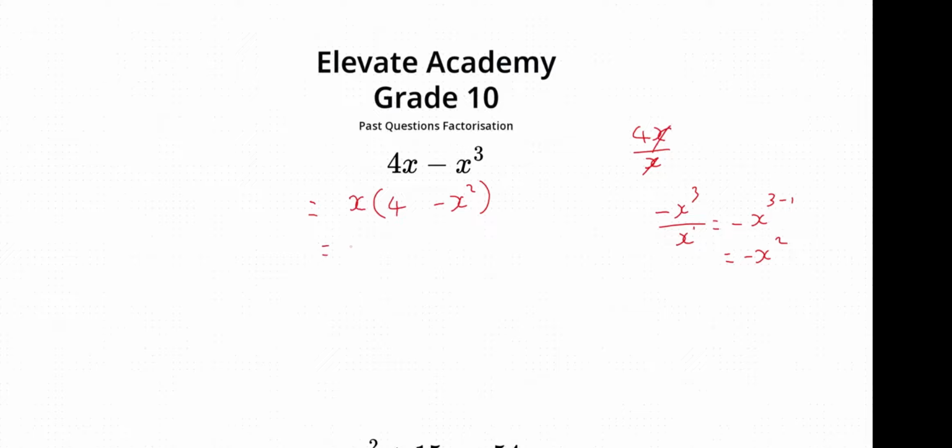I'm just going to rewrite this as 2 squared minus x squared. And now we can use difference of two squares: 2 plus x, 2 minus x. Okay, that's relatively simple.